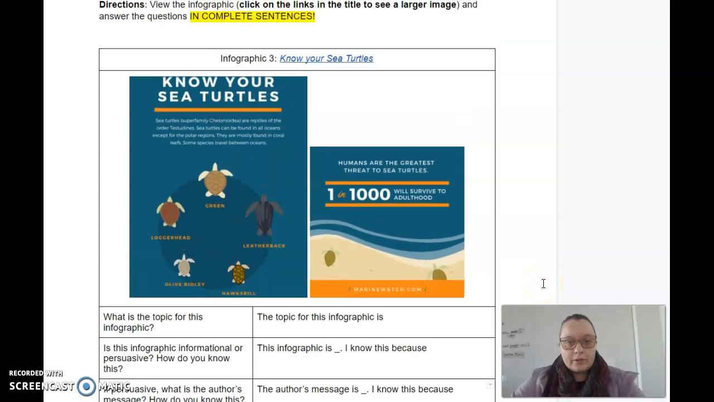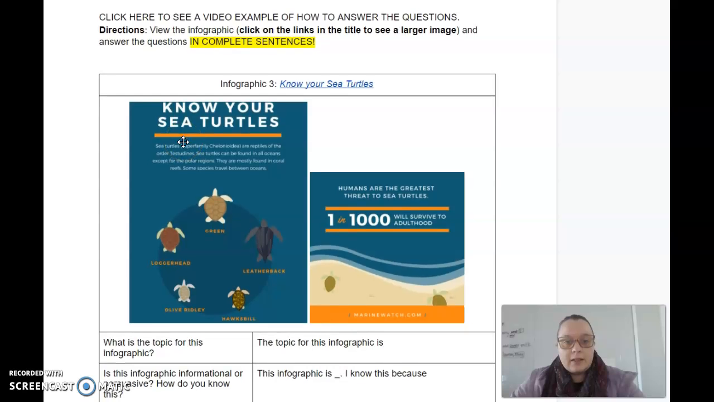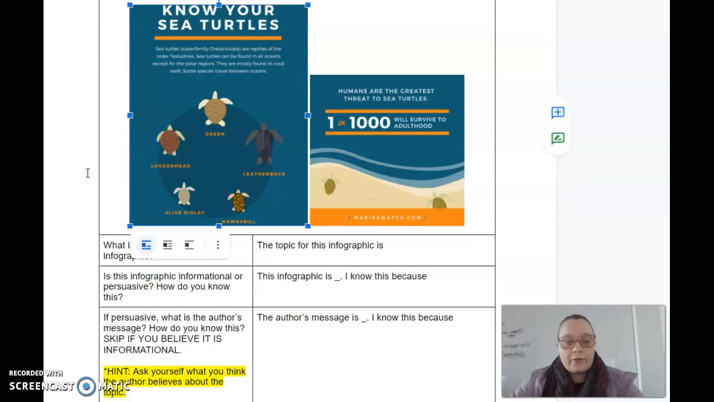All right, everybody, we're gonna take a look at one of these infographics and we're going to analyze it together. For this assignment, you do need to look at all three of the infographics and make sure that you answer all of the questions in complete sentences. Also, I have put some pictures of the infographics here, but if this is too small for you, you can click on the link here and it'll open up a larger complete picture of the infographic for you to read through.